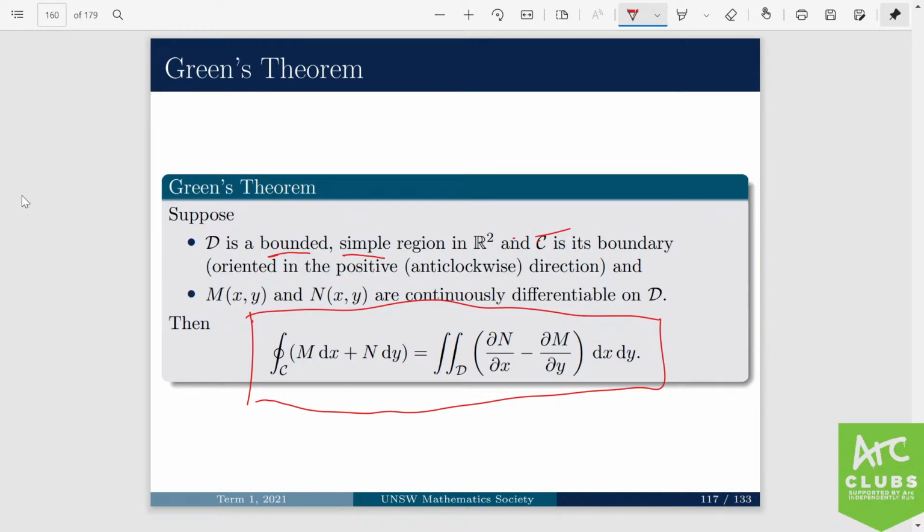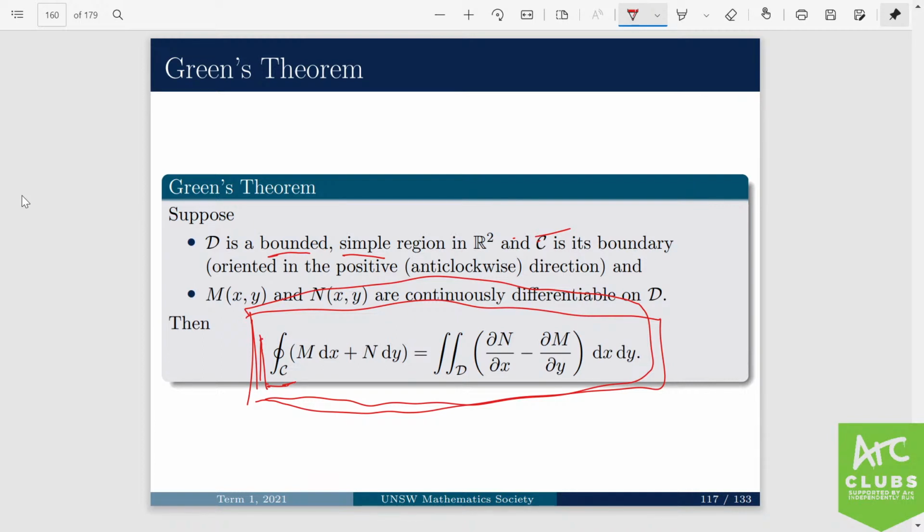So Green's theorem is just this identity. Essentially, it's a bit of a formula. It just converts a contour integral. I didn't really explain, but a contour integral is just the integral where you go back to where you started. So it connects a contour integral with a double integral.